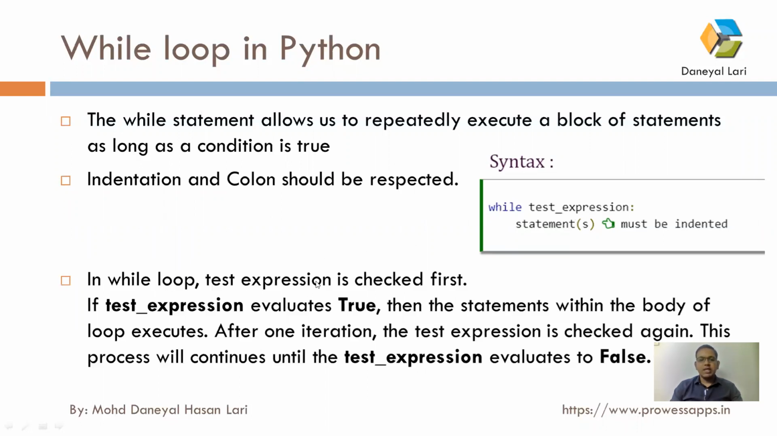So in while loop, test expression is checked first. If test expression evaluates true, then the statements within the body of loop executes. After one iteration, means all the statements which are under the control or which are blocked within the while statement, the test expression is checked again. This process will continue until the test expression evaluates to false. Means this repetition of work will be performed unless your test expression becomes false.